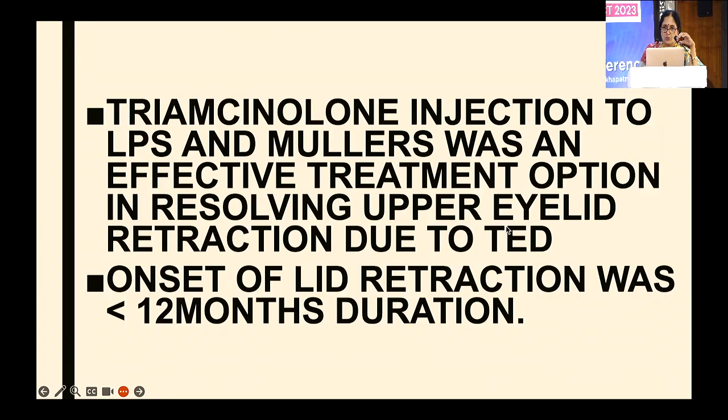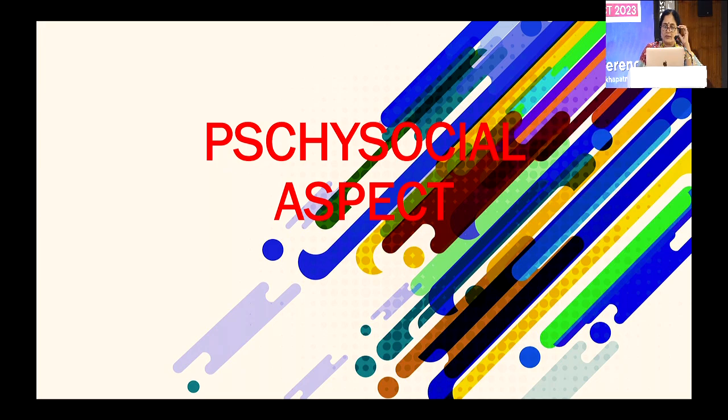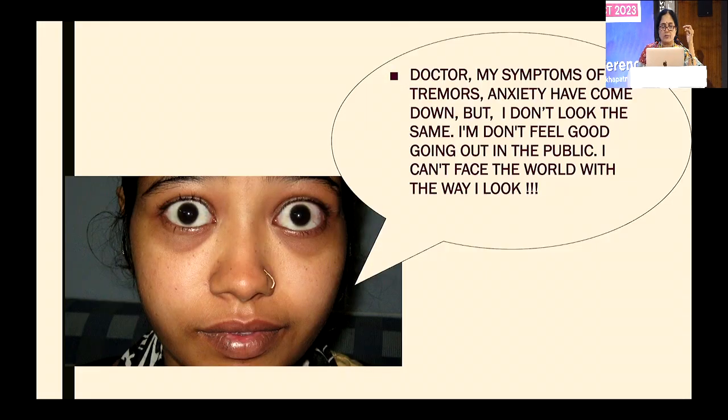So this into LPS and molars we found was a very effective treatment in resolving upper eyelid retraction due to thyroid, and it worked best in people who were not having a TED of more than 12 months duration. Now the second aspect which I mentioned and I wanted to say is the psychosocial aspect.